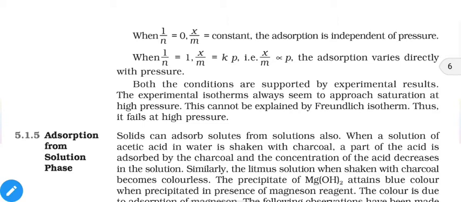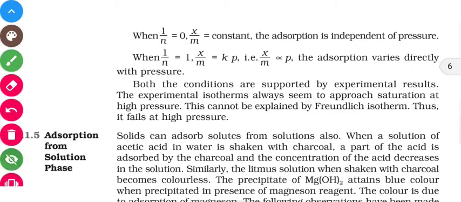That means x/m is directly proportional to pressure. The adsorption varies directly with pressure. Both conditions are supported by the experimental results. The experimental isotherm always seems to approach saturation at higher pressure. This cannot be explained by the Freundlich isotherm, thus it fails at higher pressure. So what do these two situations represent?